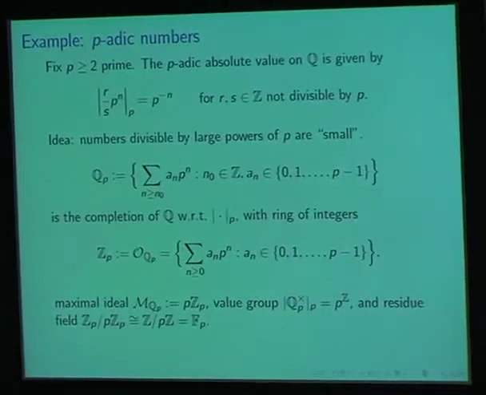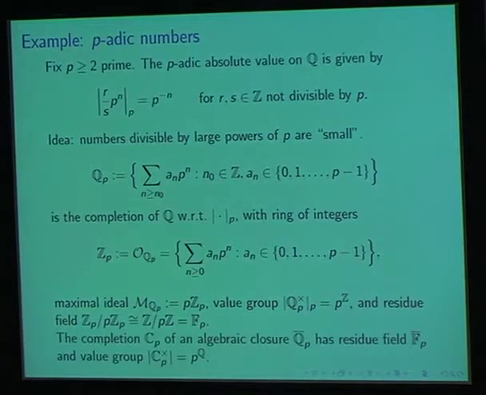And also the value group, it's not too hard to see. I didn't say it clearly, but this absolute value extends in a canonical way to Q_p. And the value group that you pick up is just integer powers of p, positive or negative integer powers of p. Again, I hope that's familiar. What may be a little less familiar, but hopefully you've seen it, is if you take the completion of an algebraic closure of Q_p. As I suggested on the previous slide, the residue field of that is now going to be the algebraic closure of F_p.